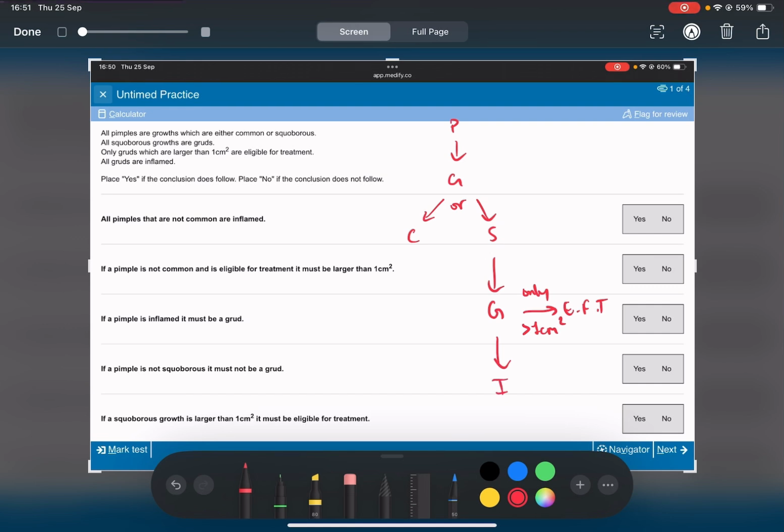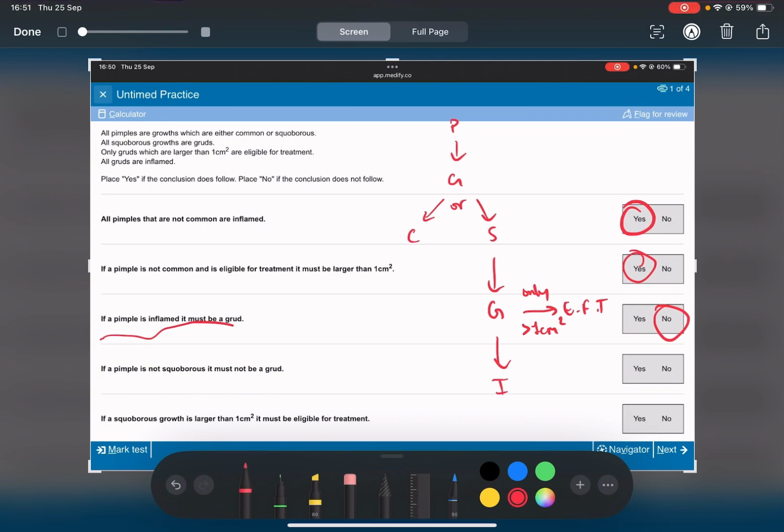Okay, so let's have a look at the other info that we've got here. All pimples that are not common are inflamed. Yes, because all pimples that are not common are squaborous and they are gruds, and all gruds are inflamed. If a pimple is not common and is eligible for treatment, it must be larger than 1 cm. Yes. If a pimple is inflamed, it must be a grud. Not necessarily. If a pimple is not squaborous, it must not be a grud.